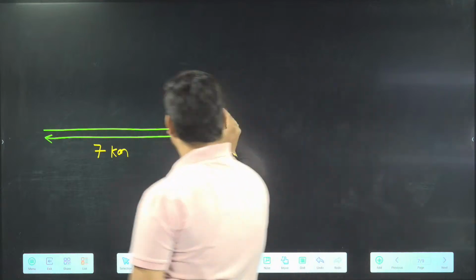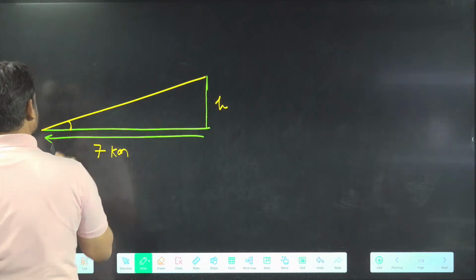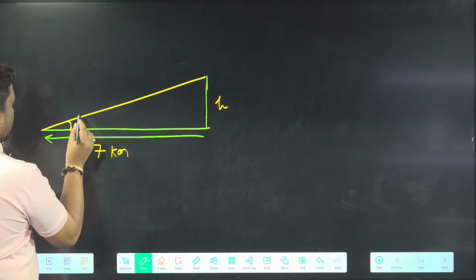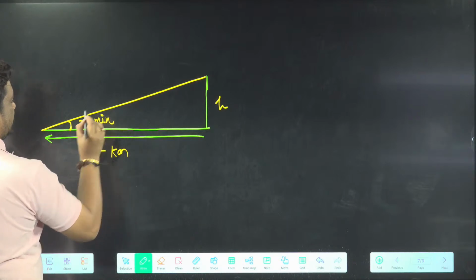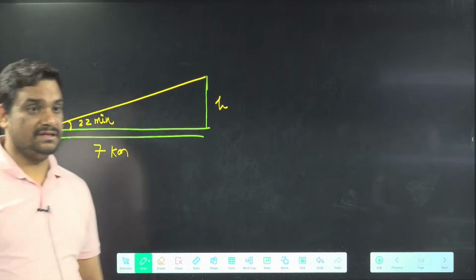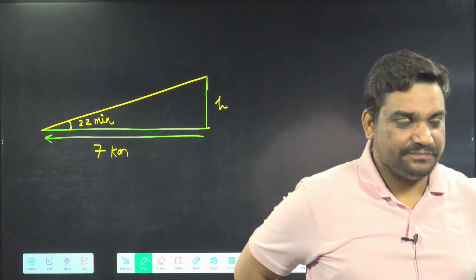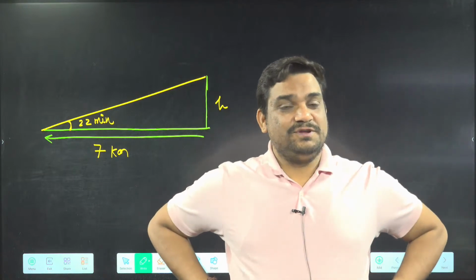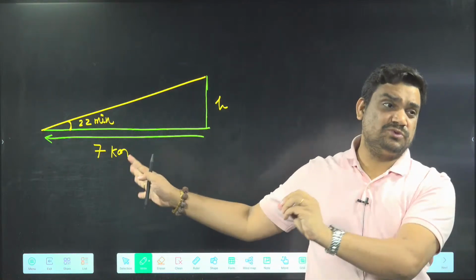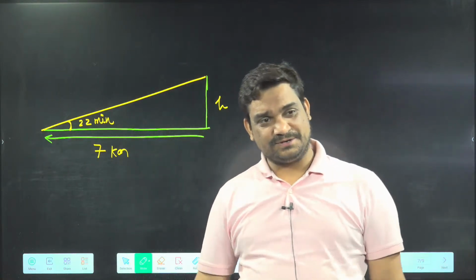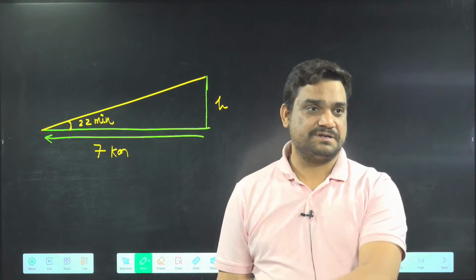So this is the question here. We have to find H, and this angle is given here: 22 minute. Now we have to solve. If you are able to do this question, you can get any type of question based on this. So try to get the answer for this one, and I am expecting you will get 100%.